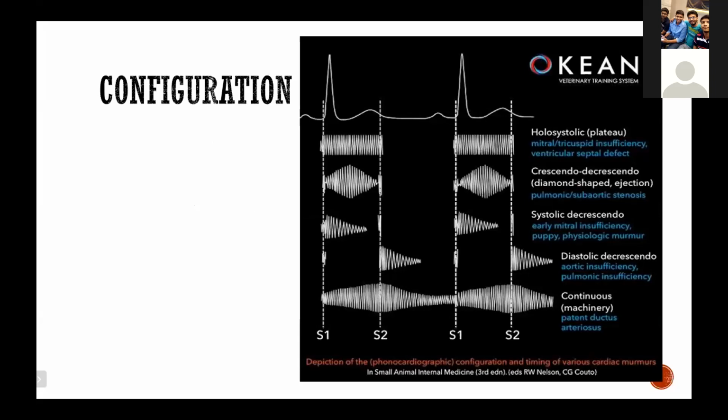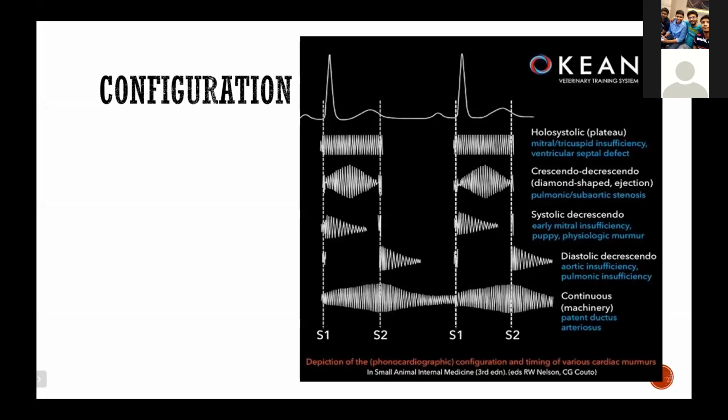So the first thing is the timing. Second is your duration. Third is your configuration. So what is configuration? You're going to note how the intensity of the murmur is varying. If the intensity of the murmur is increasing, it is considered a crescendo configuration. But if it is decreasing, it is a decrescendo configuration.